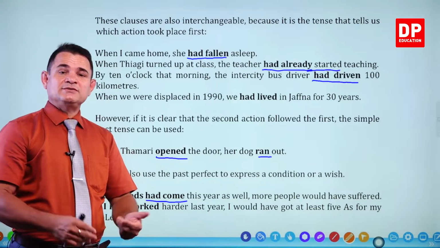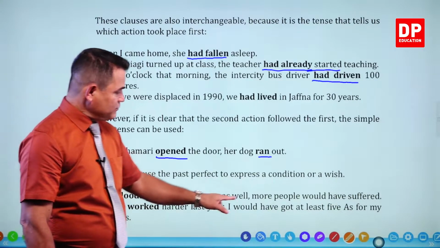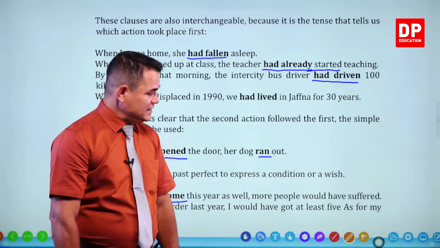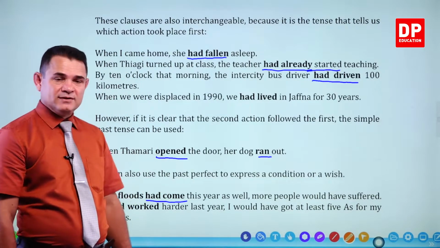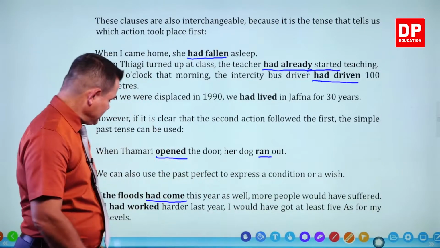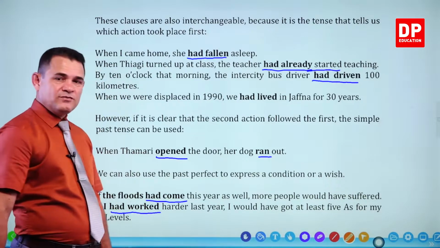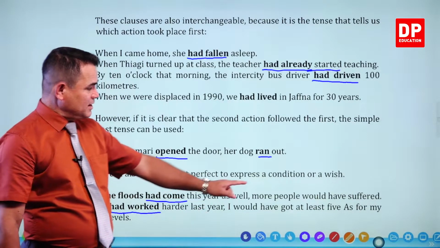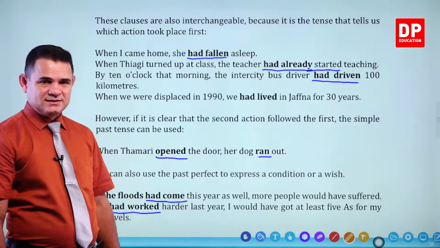If I had worked harder, I would have got at least 5 A's for my O levels. I would have got, if I had worked. If I had worked hard, I could have got at least 5 A's for my O levels.